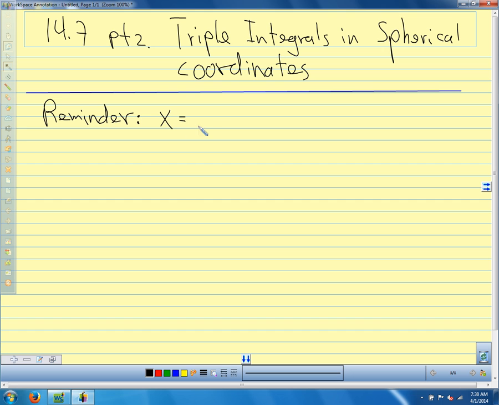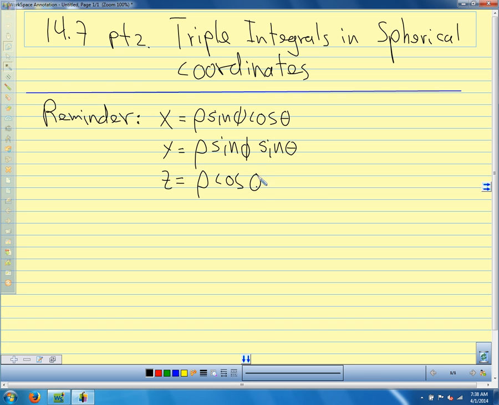X is rho sine phi cosine theta. Y equals rho sine phi sine theta. Z equals rho cosine phi. Sorry, not cosine theta, cosine phi. And for spherical coordinates, rho is our radius, and is greater than or equal to 0.